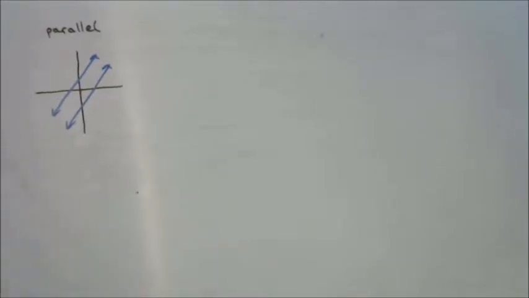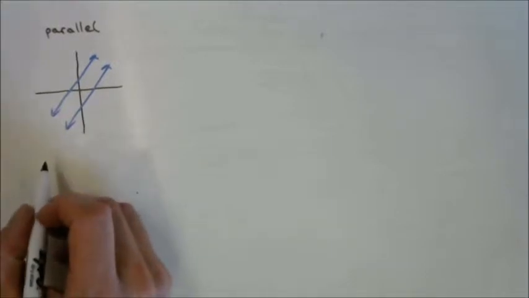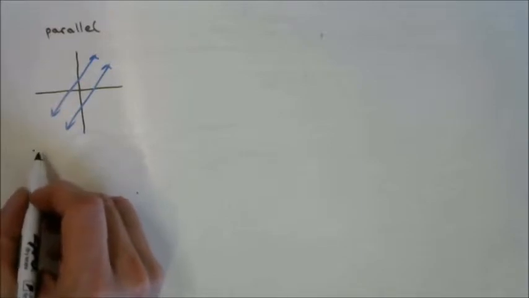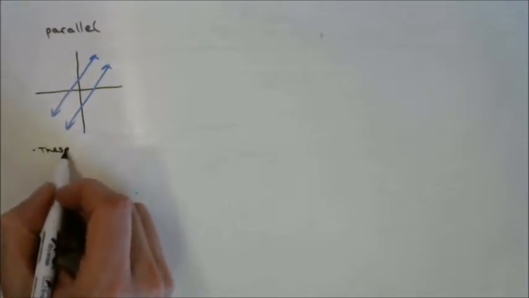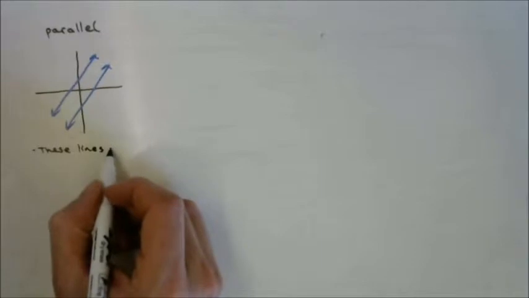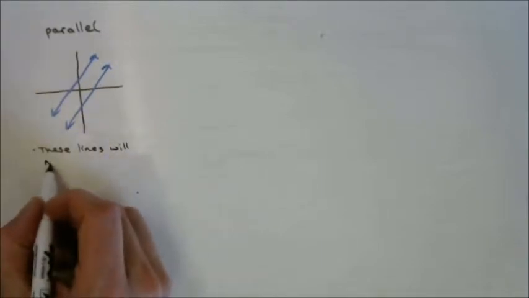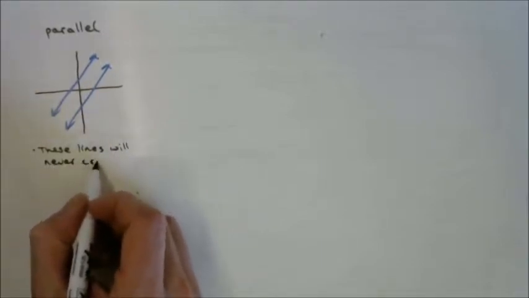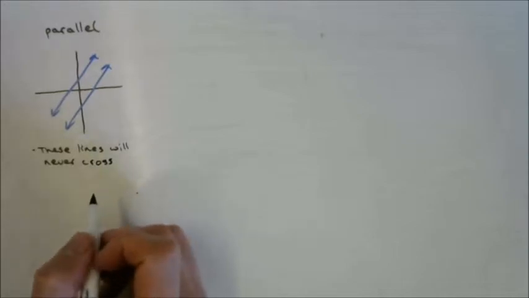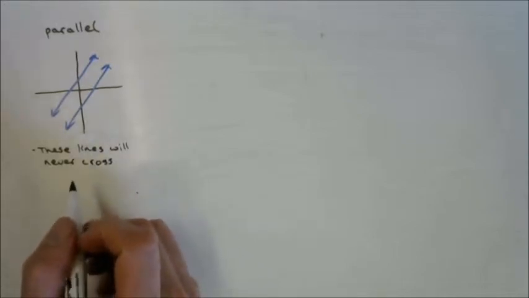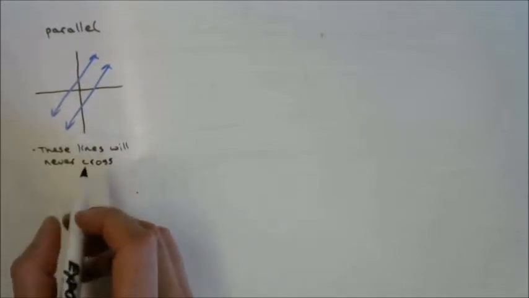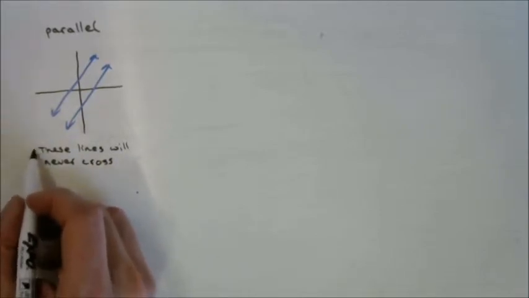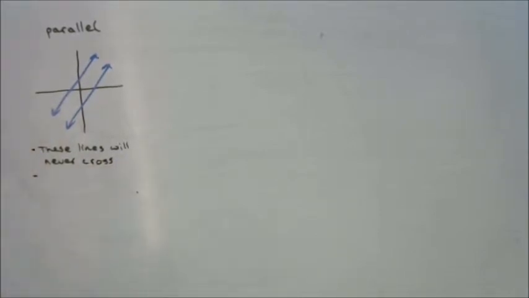Okay, two parallel lines. It doesn't matter what yours look like as long as they're parallel. What do we need to know about these? Well, in the bottom box, these lines will never cross. Never, ever, ever. They'll never touch. Okay? Now, remember we talked about point of intersection?